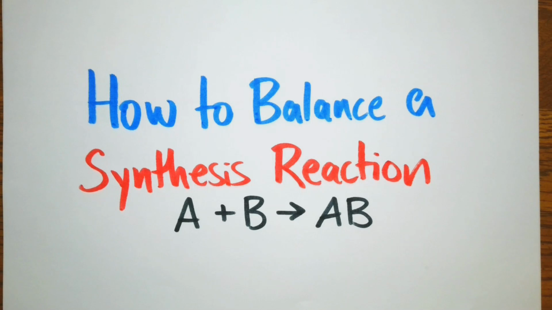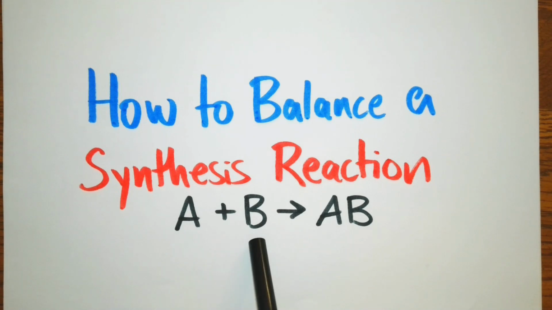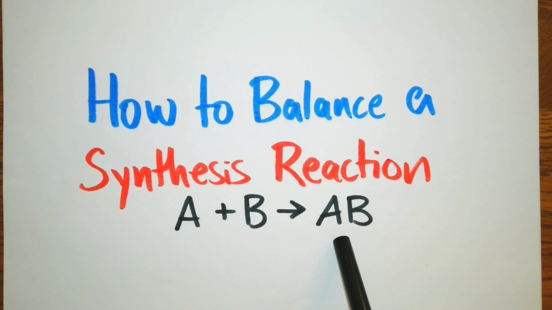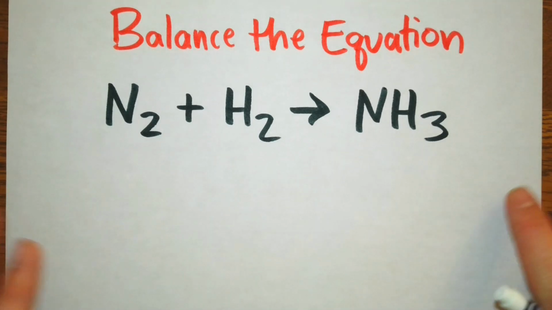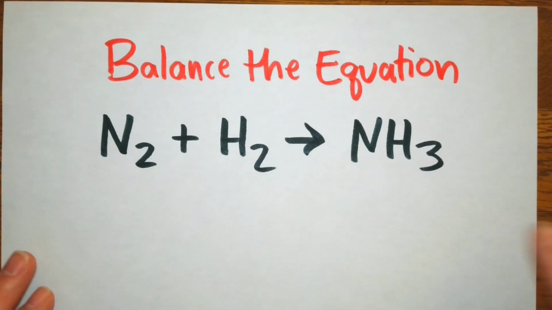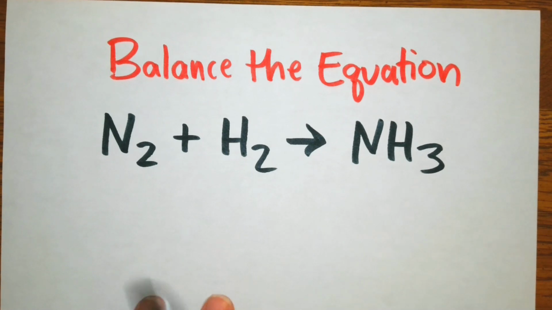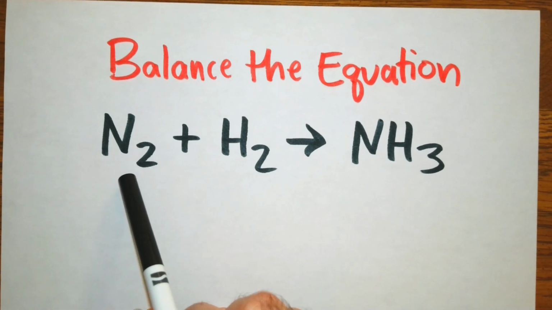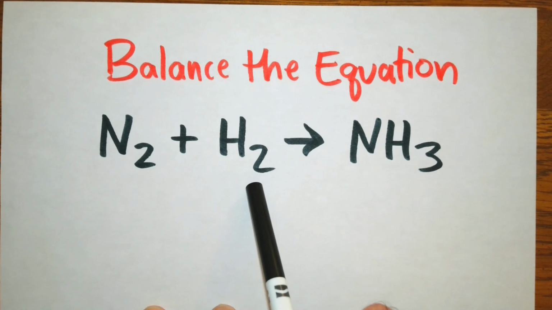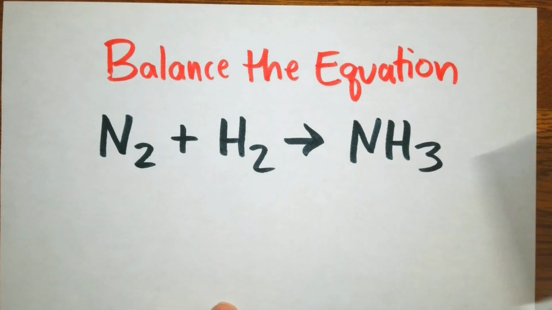In this episode, we'll be balancing a synthesis reaction. A synthesis reaction is where you have one element plus another element and they chemically react to form a compound of the two elements combined. In this example, we're going to be balancing a synthesis reaction of the synthesis of ammonia. We have nitrogen gas plus hydrogen gas yielding ammonia gas.